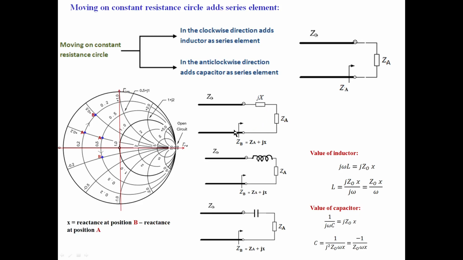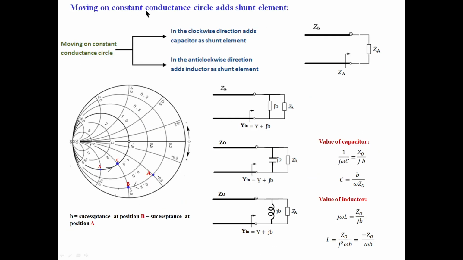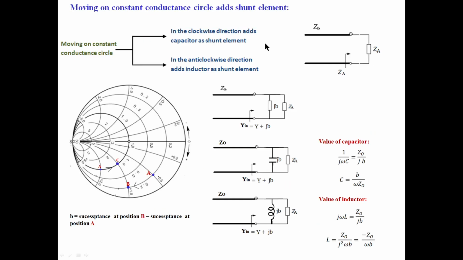Next, moving on a constant conductance circle adds a shunt element. See here, moving on resistance circles, these are the resistance circles, and moving on a resistance circle adds a series element like this. But moving on constant conductance circles adds a shunt element.